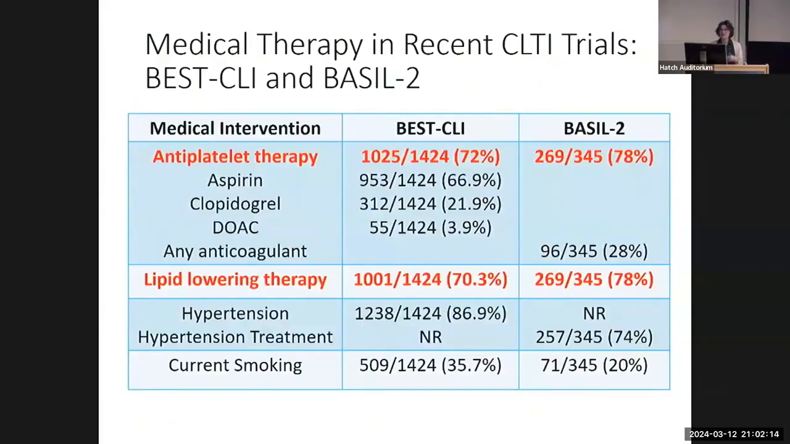Now, what about even our end-stage patients? We must be doing what we can for them, right? Well, these are 2 recent chronic limb-threatening ischemia trials, BEST-CLI and BASIL-2, and I pulled out the medical therapy from each of these trials. These are patients who are getting revascularized, right, for gangrene or amputated. Antiplatelet therapy, only about 70 to 80% at most. Lipid-lowering therapy, 70s. Nobody should be getting on anybody's table if they're not on a statin.